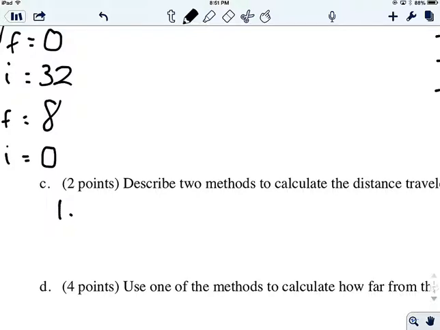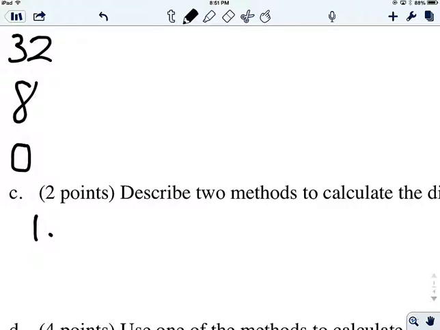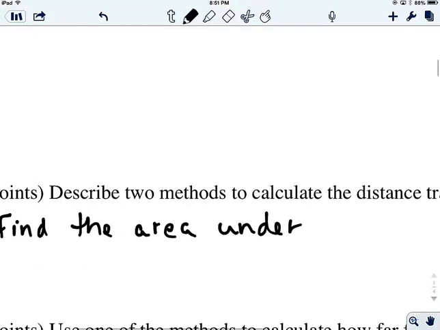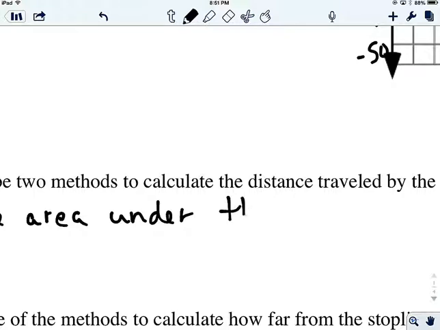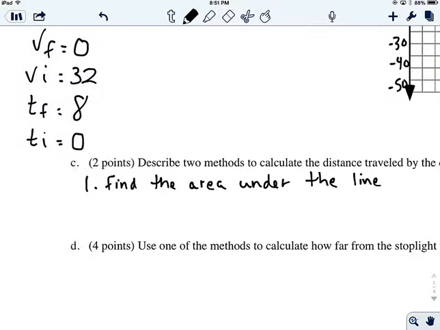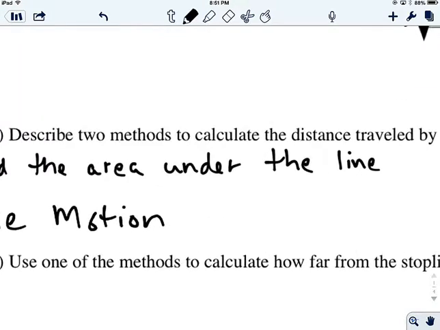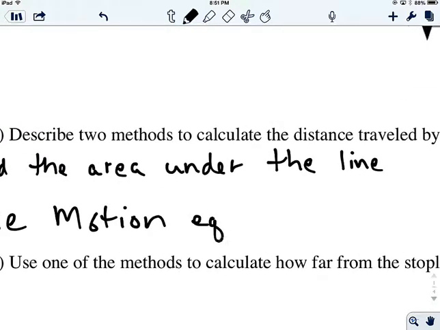So 1 is going to be, the first thing that we learned, to find the area under the line. All right, good. So that'd be one way. The second way would be to use a motion equation.